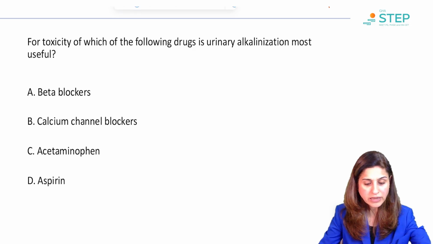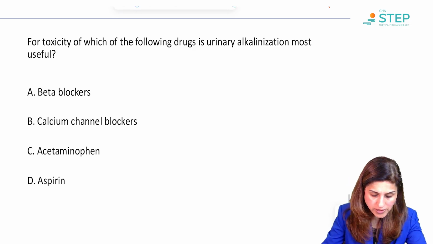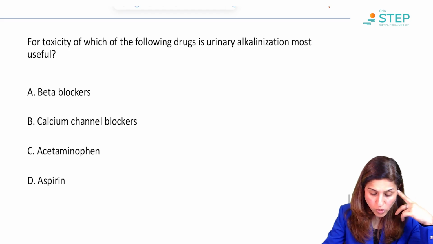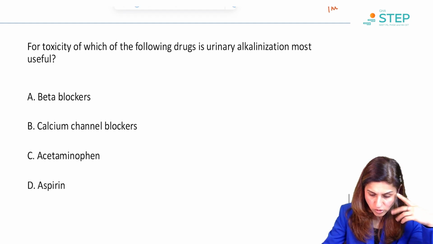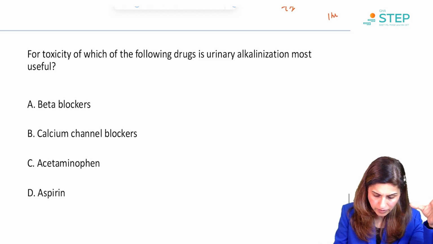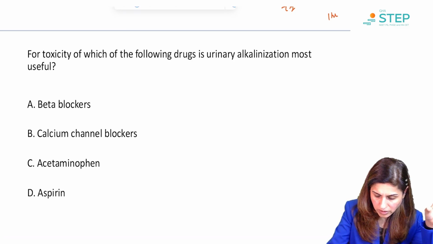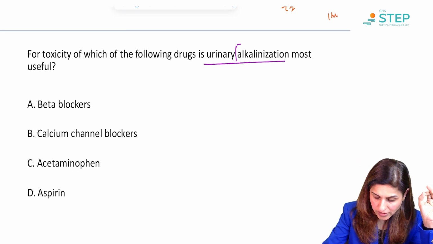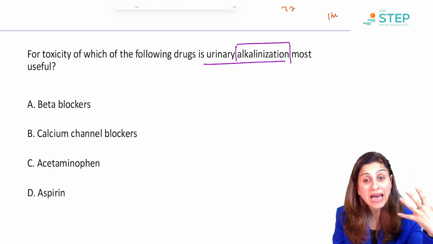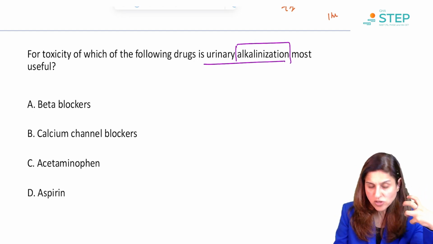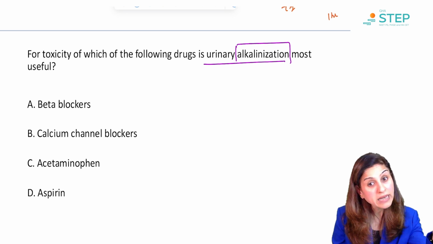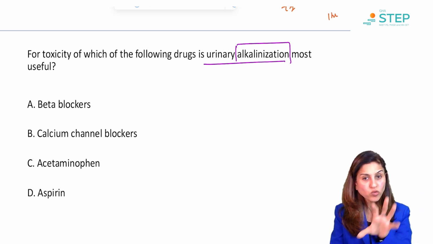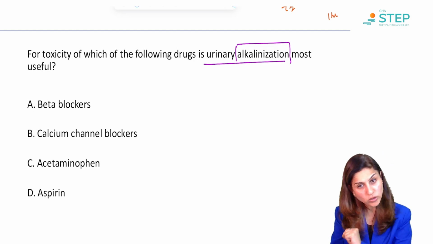Right. Now, the next question is, for toxicity of which of the following drugs is urinary alkalization most useful? Now remember this. What is this term? Urinary alkalinization. That means we are making the urine more alkaline. Now, this is the concept where you should remember. Why do you want to make the urine alkaline? Because there is overdose of a particular drug and you want to remove it through the urine.